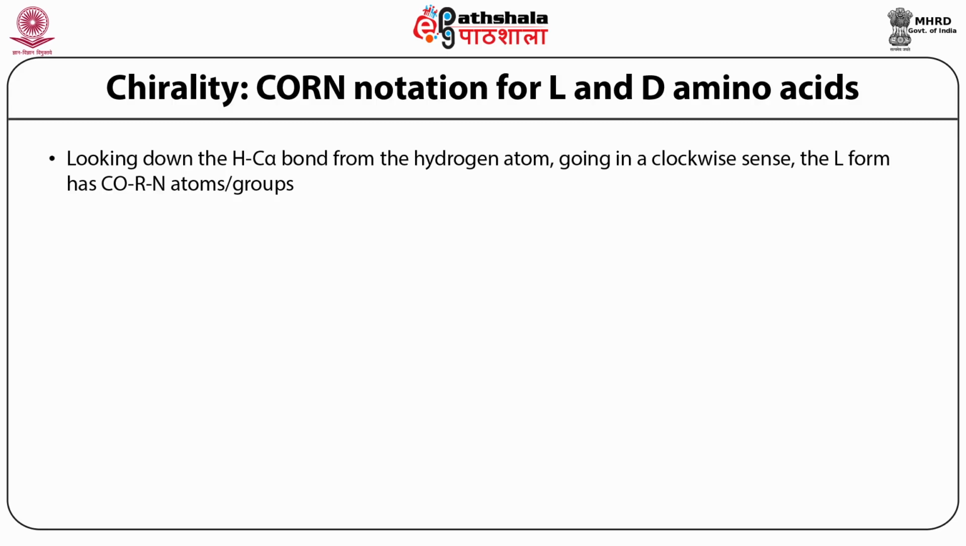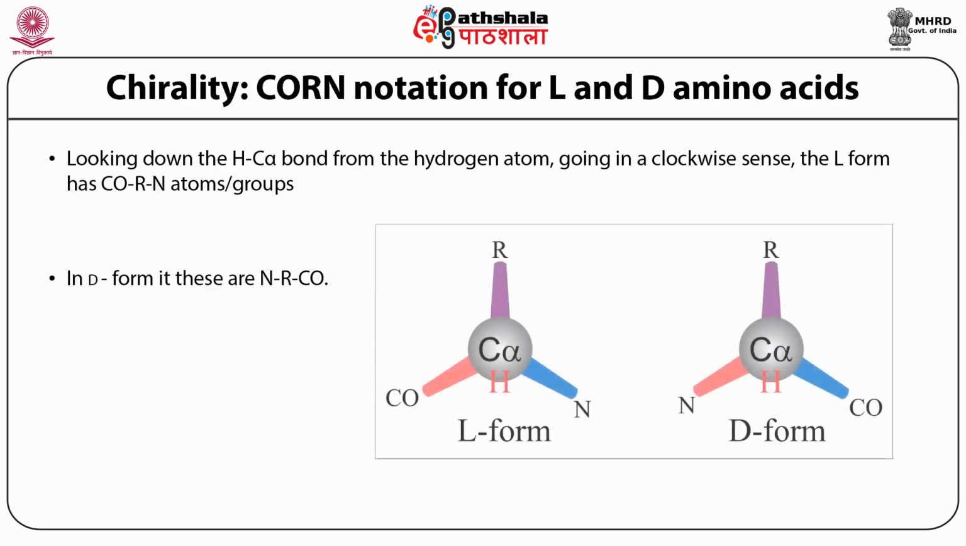Because of the sp3 nature of the C alpha atom, the three groups, carboxylic CO, side chain R, and amino group NH, are equally spaced at 120 degrees each. If you go from left to right, or clockwise sense, the L amino acid has groups CO, R, and N. That is why it is called CORN or L amino acid, and we usually have L amino acids in all our proteins. In D form, the notation is just the reverse. It is N, R, CO as we go in a clockwise sense and look from H to C alpha atom.